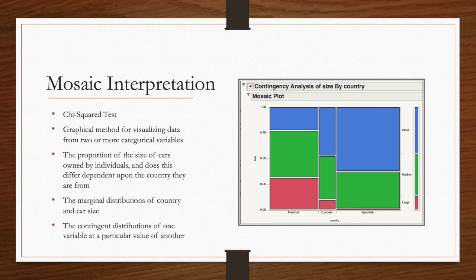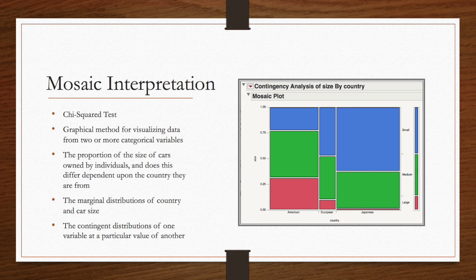The mosaic plot is based on the chi-squared test and is a graphical method for visualizing data from two or more categorical variables. In the previous example, we used the carpool sample dataset to perform a chi-squared test. Here, we will interpret the produced mosaic plot.